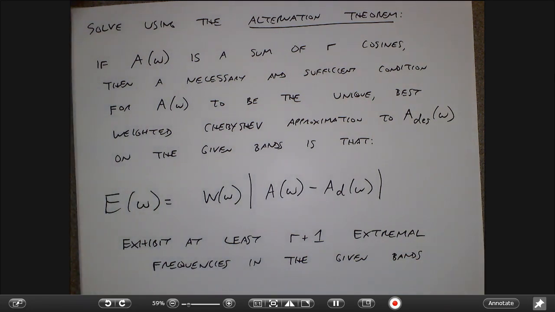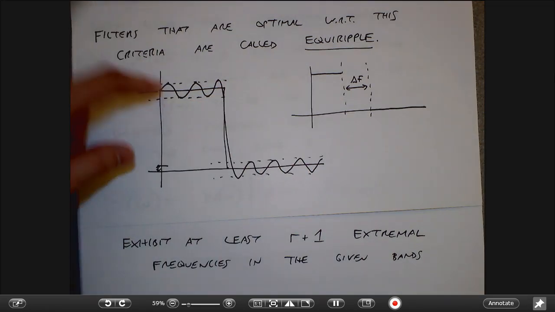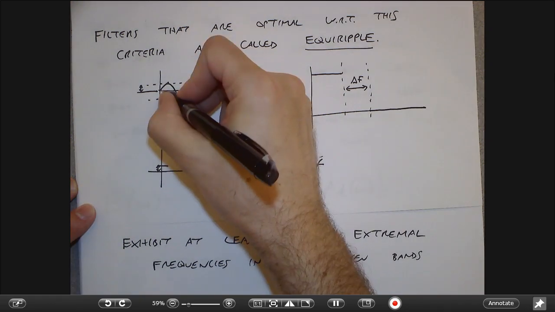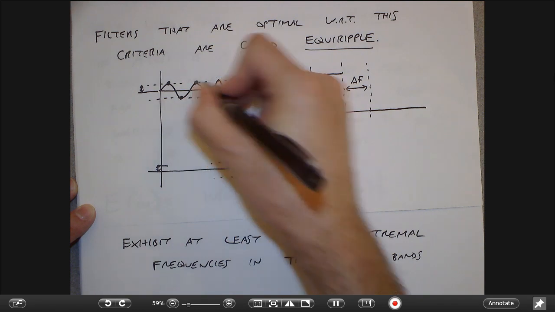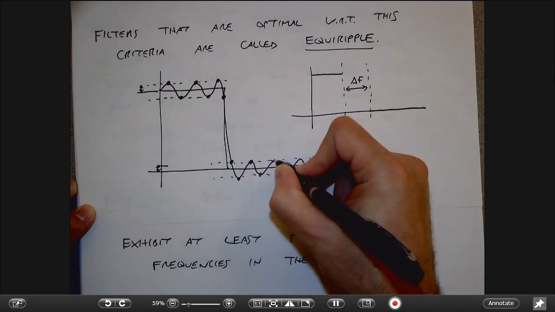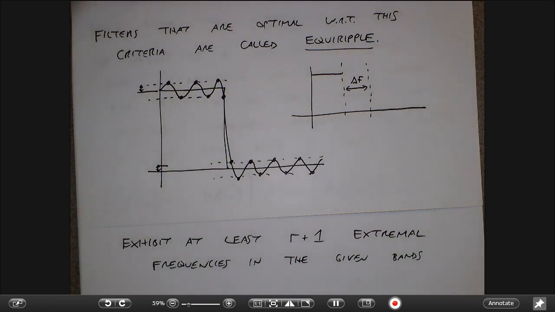And so what is an extremal frequency, right? An extremal frequency is basically saying that I have achieved the maximum error, okay? So somewhere along this line, if you look back at my picture, here's my picture that says my amplitude response is kind of bouncing back and forth between the dotted lines, right? And what this is telling me is that if I count the number of places where I hit the dotted lines, I have to have at least R plus 1 of those, where R is the number of cosines I'm adding together, okay?